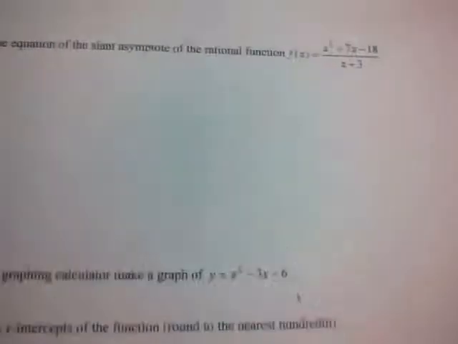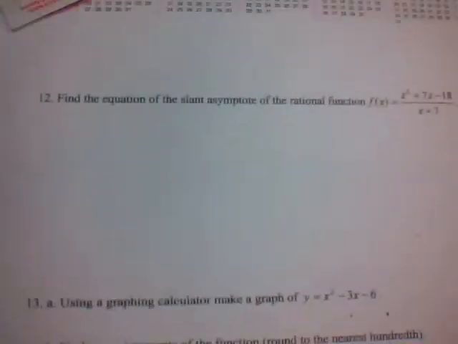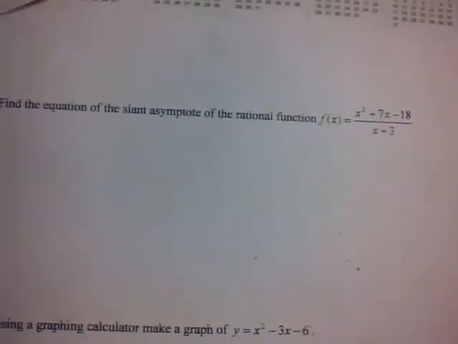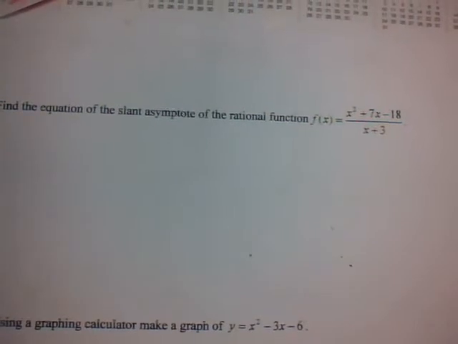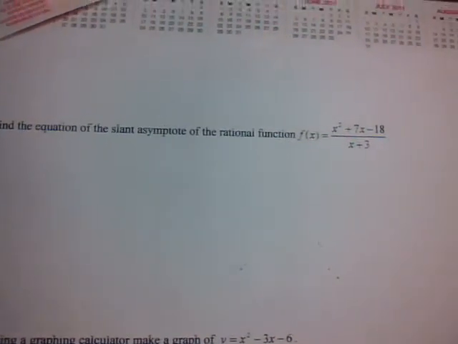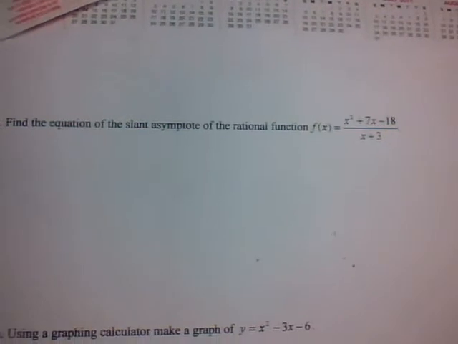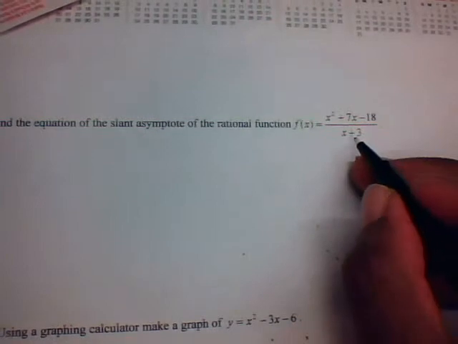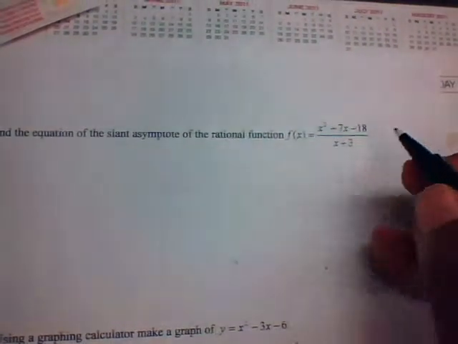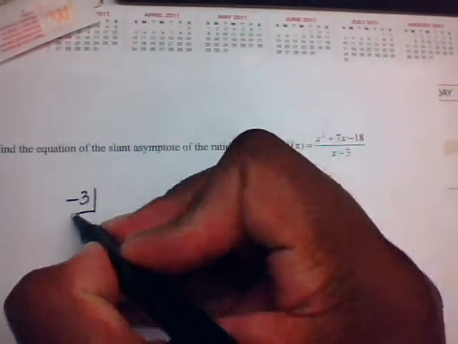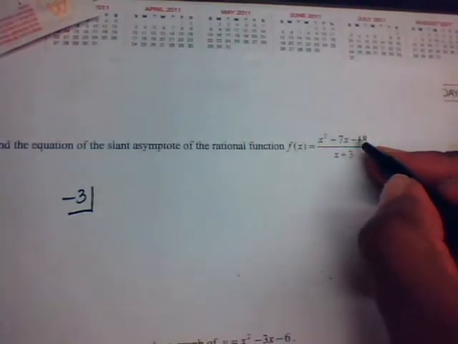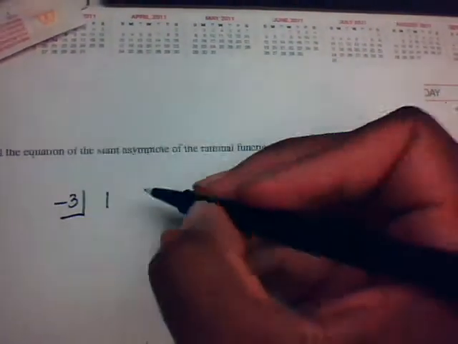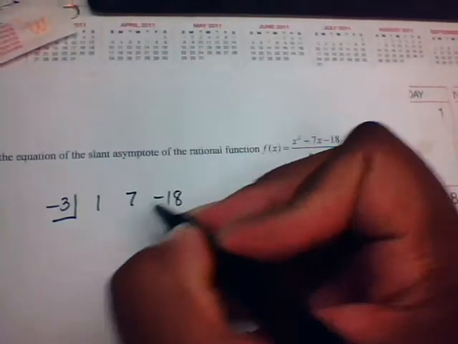Question number 12 is finding the equation of the slant asymptote of the rational function. In this case, it is x squared plus 7x minus 18 divided by x plus 3. Okay, so we're finding the equation of the slant asymptote. Here we're going to use synthetic division. The divisor is x plus 3. It must be of the form x minus c, so the 3 must be negative. In the numerator, there are no missing terms here. So for x squared, the coefficient is 1. For x it is 7, and the constant is -18.